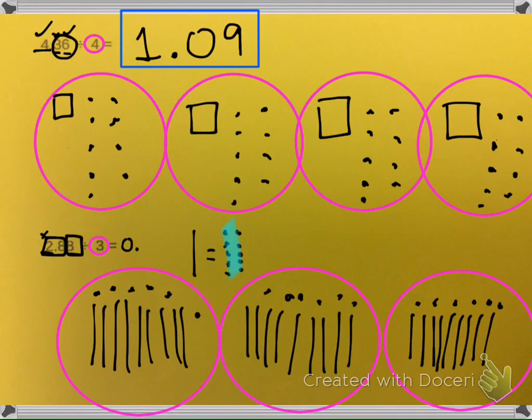So my 0 should be in the ones place. In the tenths place, I have 1, 2, 3, 4, 5, 6, 7, 8, 9 tenths. So my answer is going to be a 9 in the tenths place. And finally I end up with 1, 2, 3, 4, 5, 6 hundredths. So there should be a 6 in the hundredths place. So my answer is 96 hundredths.